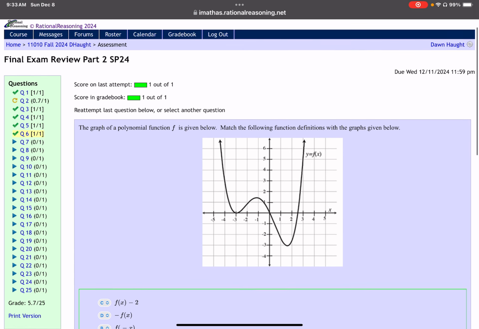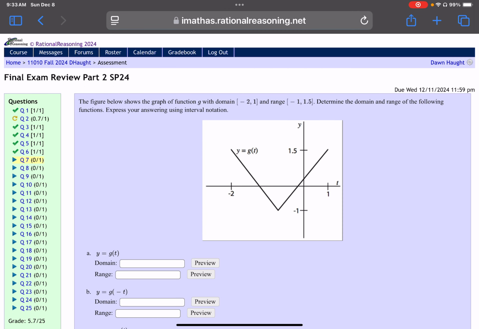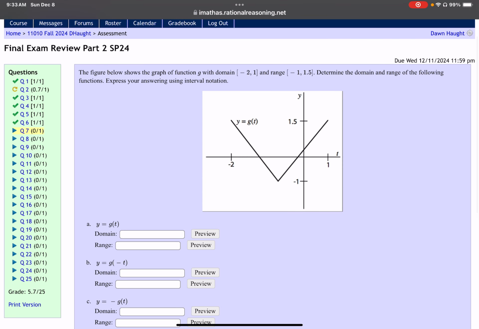A. Okay. So now let's go to question 7. So we've got this function. It's kind of just like a piece of an absolute value. They have told us our domain goes from -2 to 1. So it's just going to go from -2 to 1. Our range goes from -1 to 1.5. And then determine the domain and range of these things.